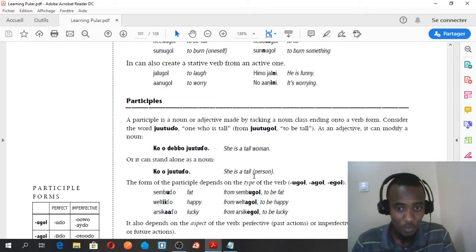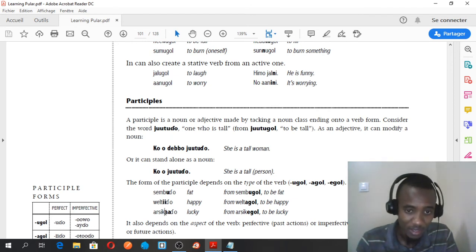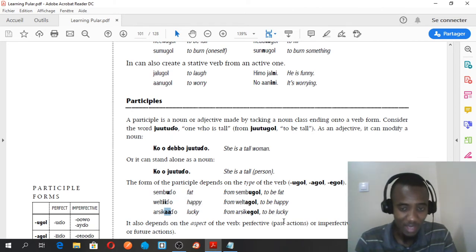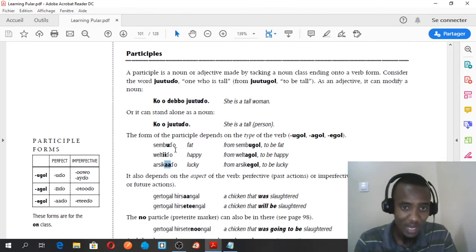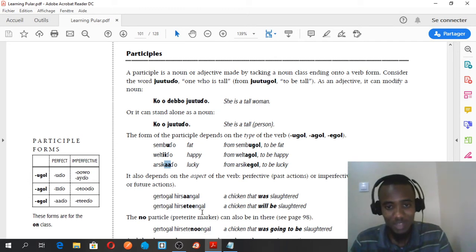Okay? Sembuda from sembugol. So it will be sembuda. Weltido for the verb, the welta agol group of verbs and participles of verbs. Alsicado. So we have the a infix for the egol verbs that are in the egol group. Okay, so alsicado, weltido, sembulo, and this is the on class. And we already know that the on class is for humans. Whenever you see the on class, this ending, it's for humans.